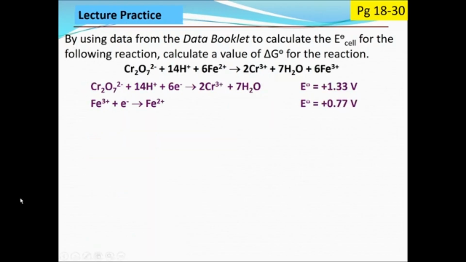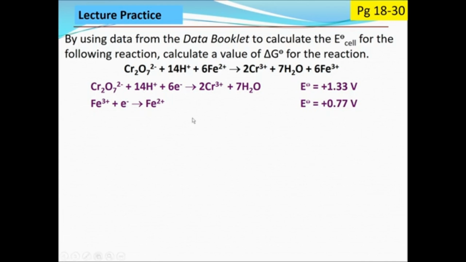The numerical answers are already given, but do take the effort to go find the correct values. Importantly, be able to pick this out from the data booklet. Do pause the video if you need to.